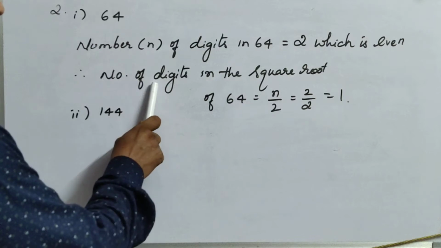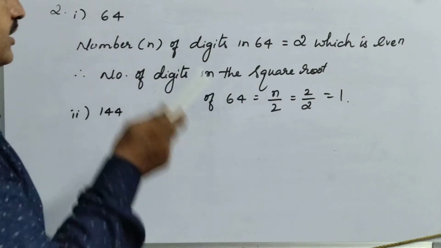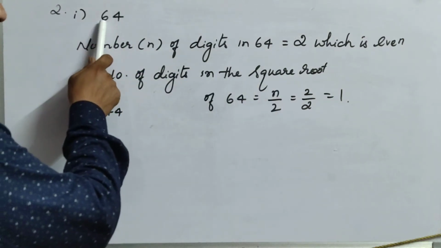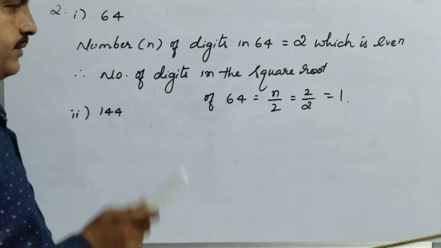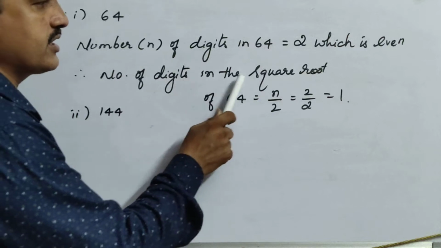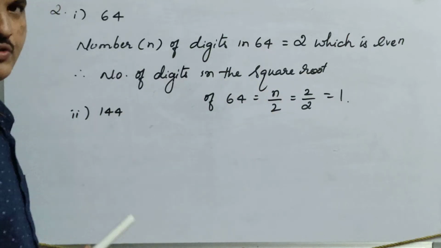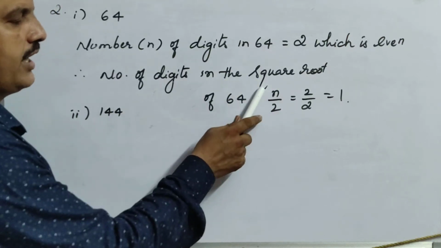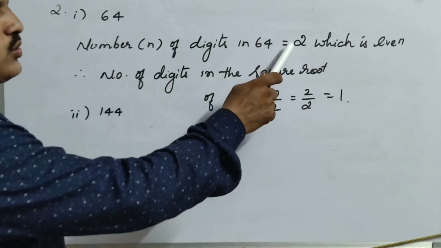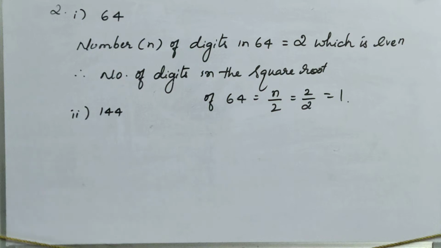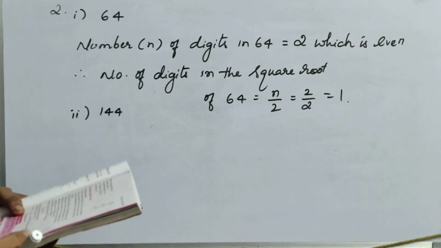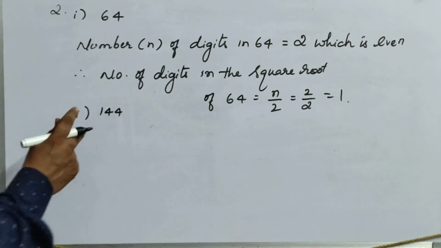So the number of digits in the square root of 64, 64 is the actual number, no? So the number of digits in the square root of 64 equals n by 2. N means what? 2. So 2 by 2 is nothing but 1. Okay.